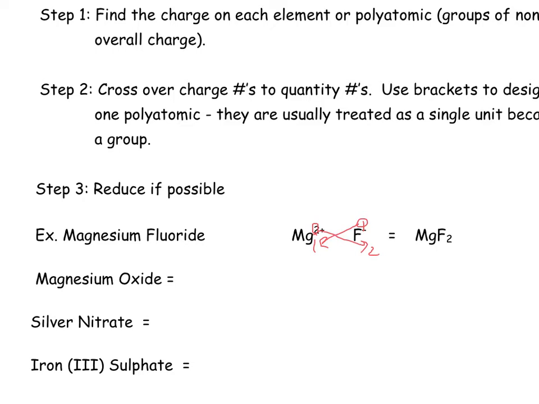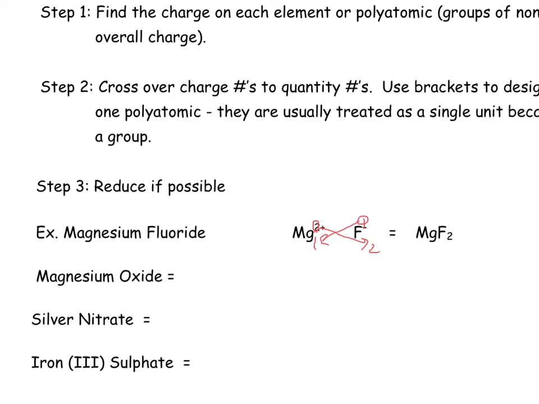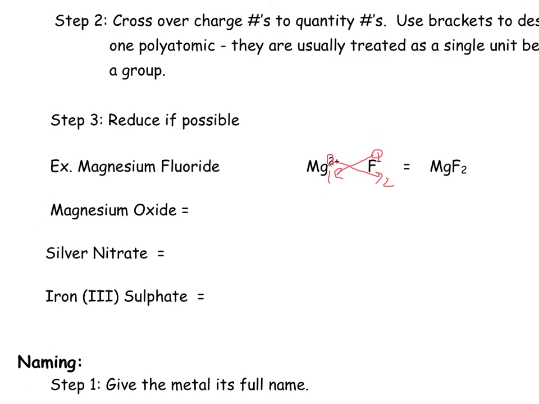Chemists don't usually write ones. If you write down Mg, it signifies that you have 1 magnesium. MgF2 is in the lowest possible terms, so the formula for magnesium fluoride is MgF2. Pause the video and try out the other examples.